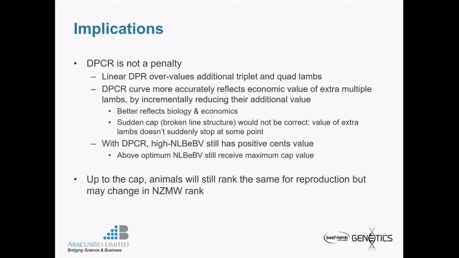So up to the cap, animals will rank the same for reproduction. If you look at the rams ranked on their reproductive sub-index, the ranking of them doesn't change with capped reproduction until you get to the cap. And then all the animals that were above the cap, they'll all have the same index value. So you could say that there's kind of a re-ranking there.